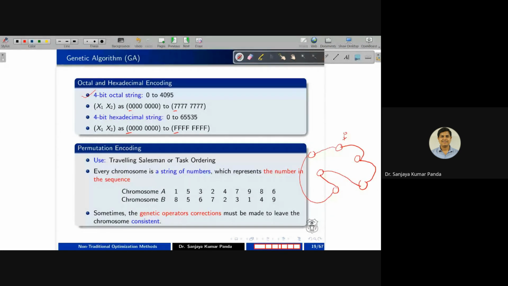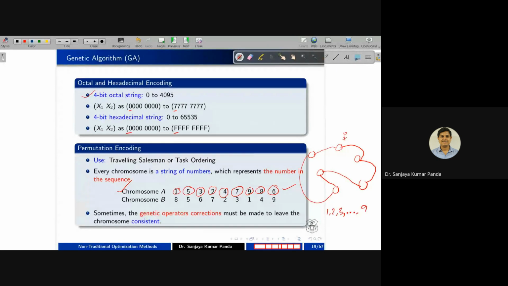So assume that the total number of cities you want to visit is 9. So there is a chromosome representation. In this chromosome representation, first you have to check that if there are 9 cities, they are represented as 1, 2, 3, 4 up to 9. Then you have to check that all the cities are visited once. So you can see 1 is there, 2 is there, 3 is there, 4, 5, 6, 7, 8, 9 are all there. So all cities are covered under chromosome A, which means this chromosome is a valid chromosome.